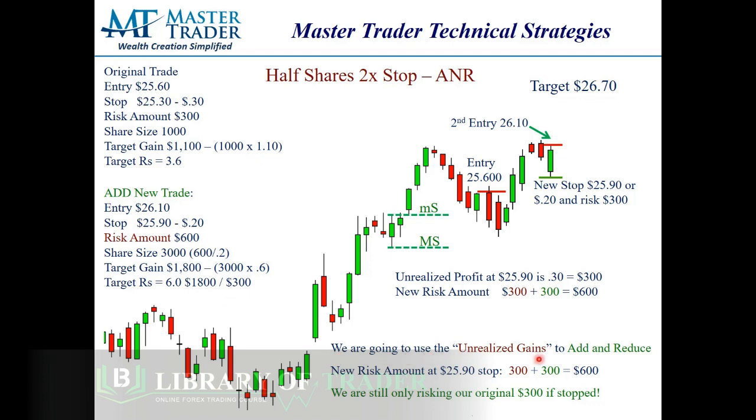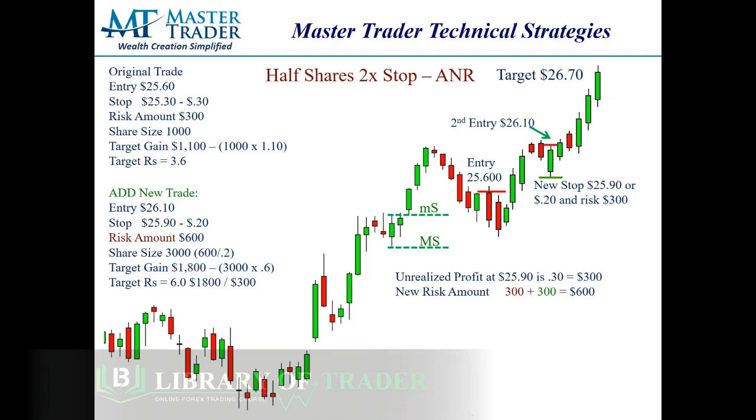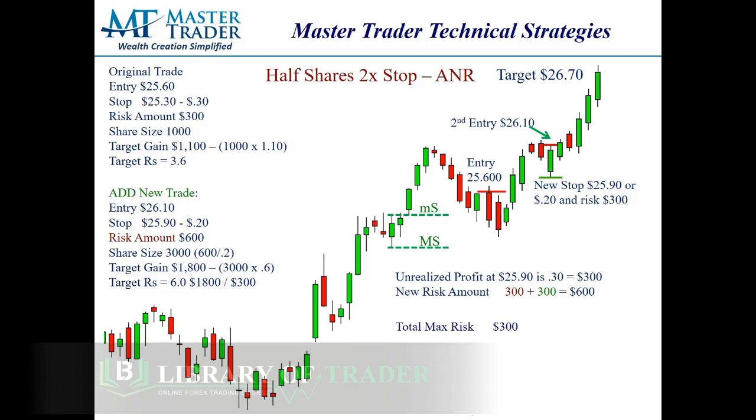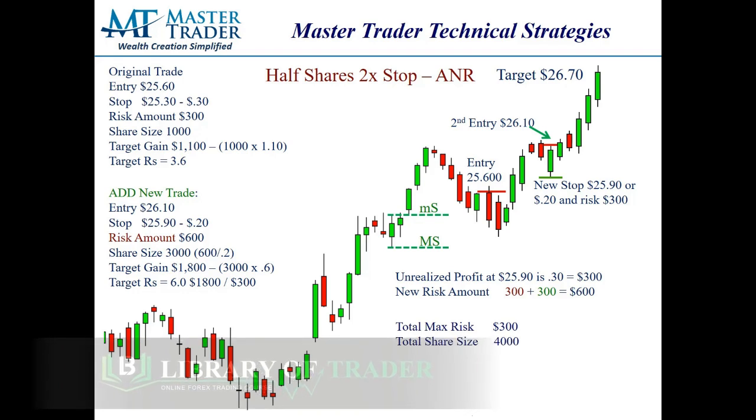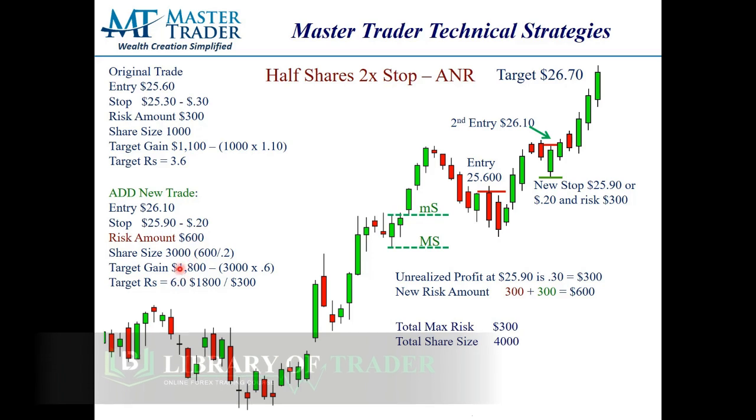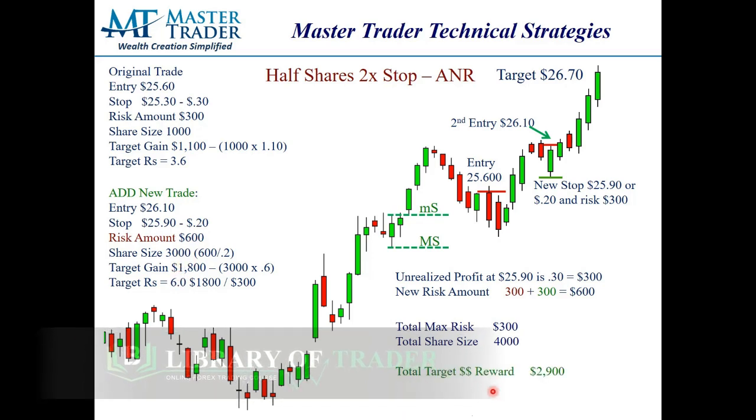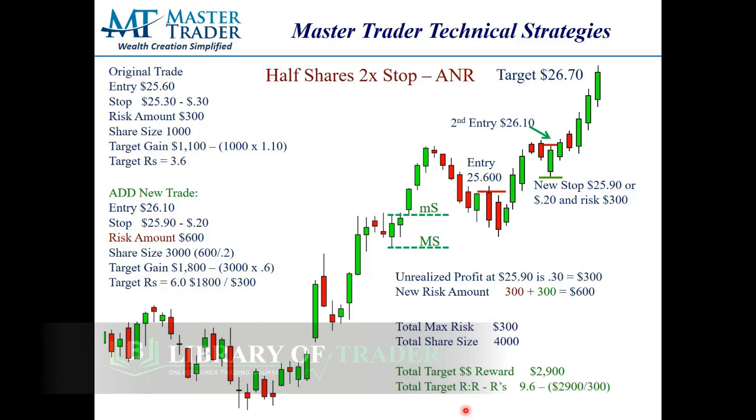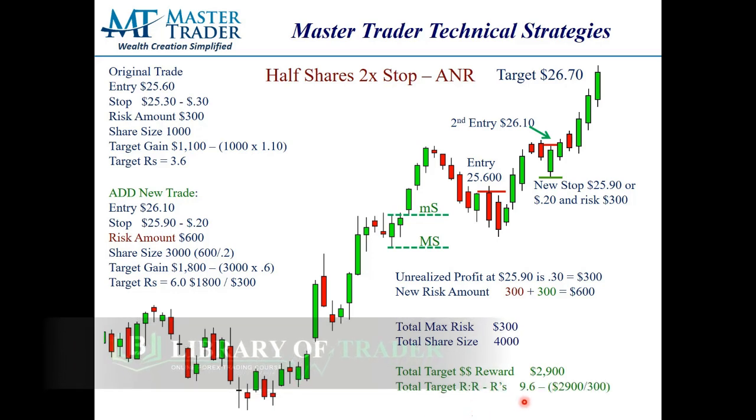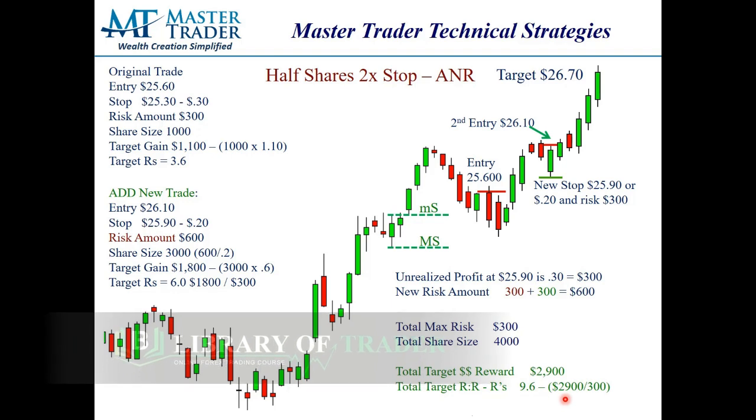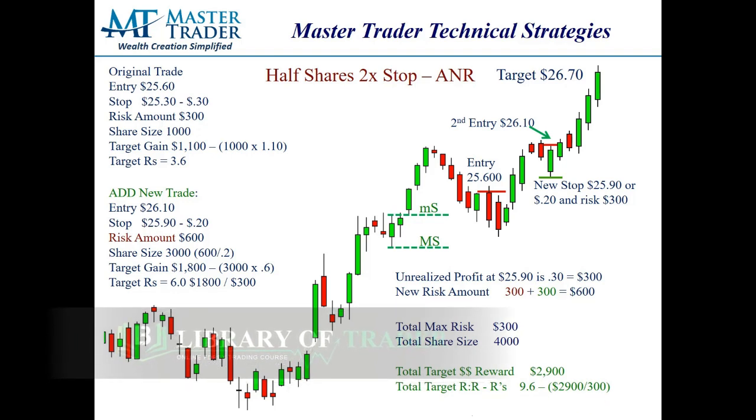So we're going to use our unrealized gains to add and reduce as explained. So we're only risking our original $300 if we're stopped out. And there's the move up to the 2670 area, $300 risk, or $300 that we used of the house's money, $600. Our max risk was 300. Total share size was 4,000, our original 1,000. We added 3,000. Our total dollar reward was $2,900, and our total reward to risk, or R's, was 9.6. We made $2,900 on our $300 risk of our money.